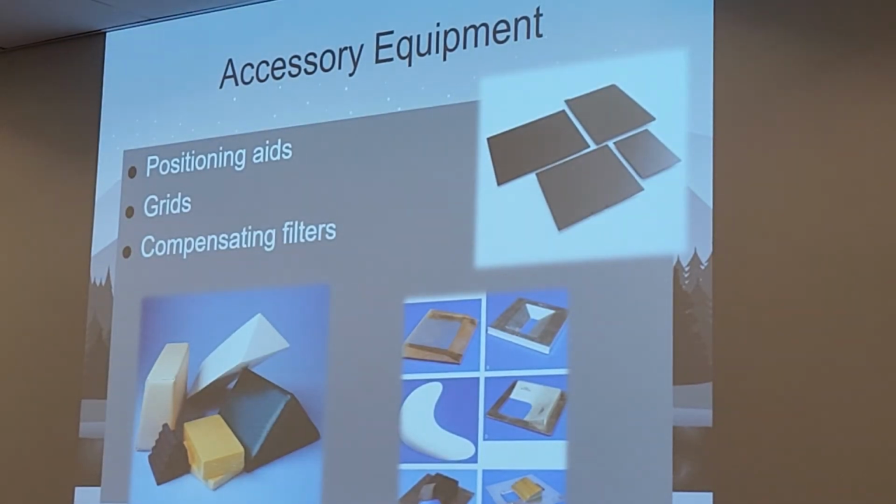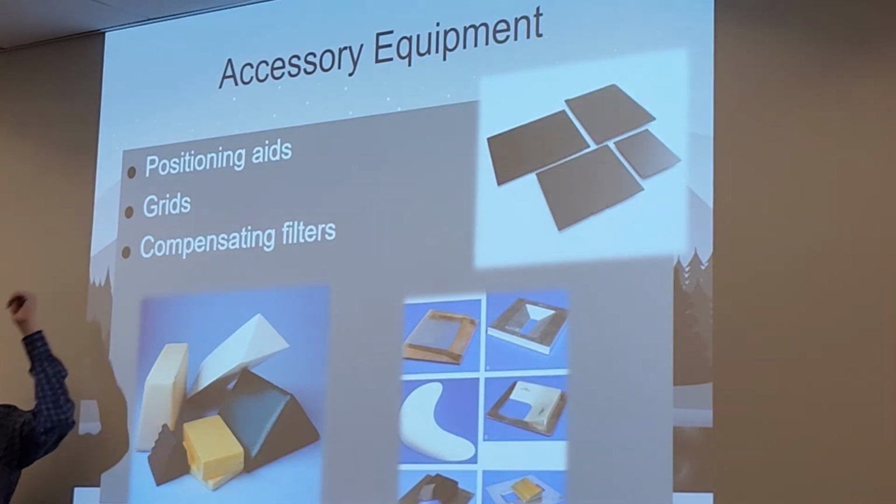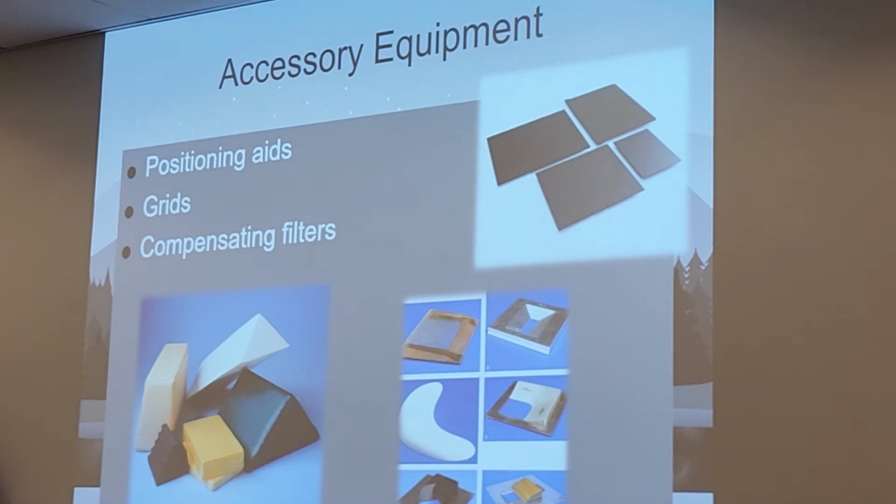And now we have some of our accessory equipment. You could also consider this to be ancillary equipment. For example, we have positioning aids. Down here, you will see a bunch of different sponges. These sponges are what we call radiolucent. Radiolucent just means X-rays can pass through and they will not show up on the image.